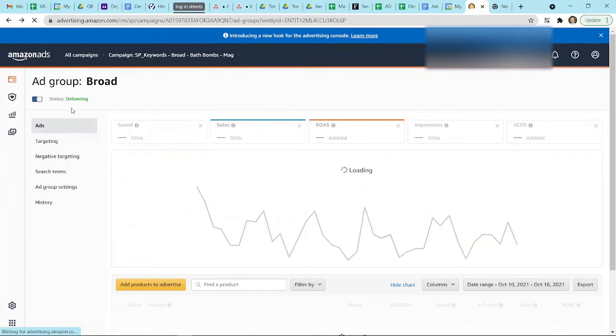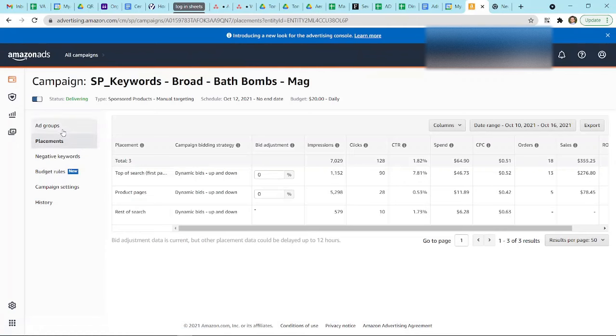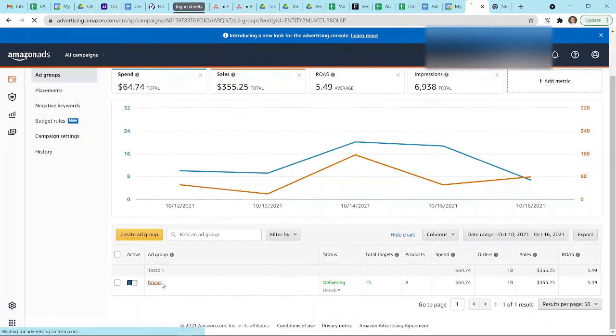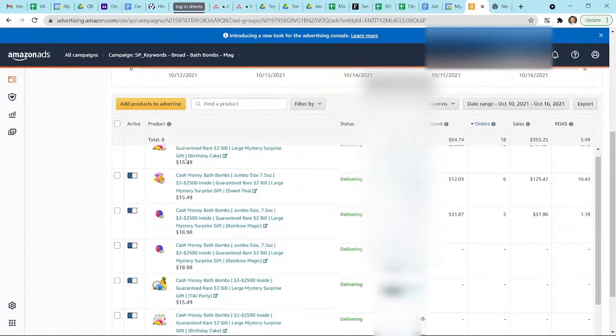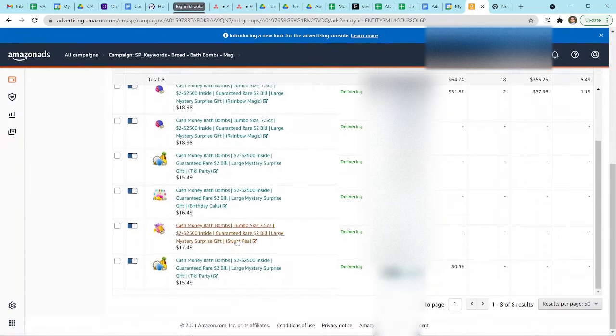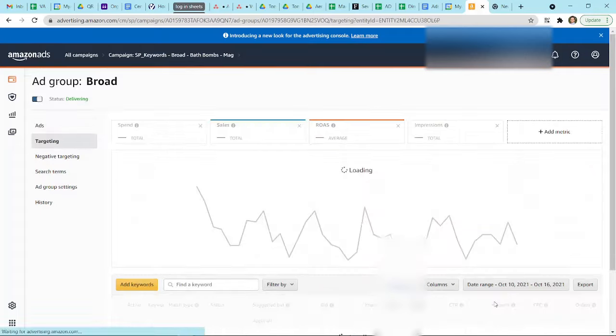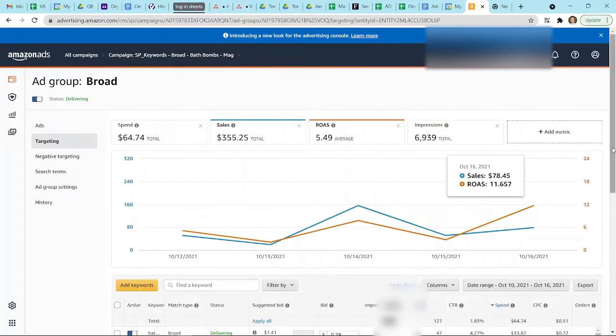Okay. Oh, the other thing, I apologize, I'm jumping the gun here. Placements. Oh no, sorry. That's in targeting. So we'll jump into the ad group. Again, check the relevancy. That all looks good. Targeting.